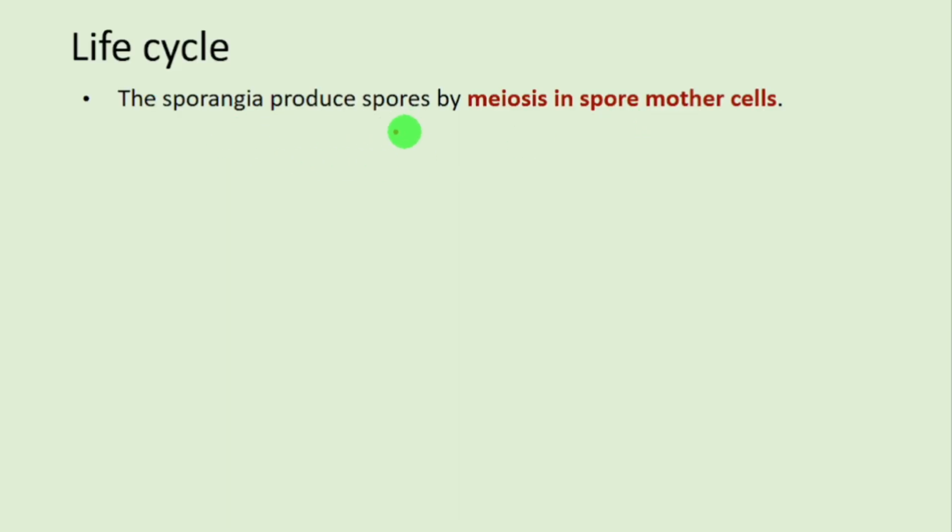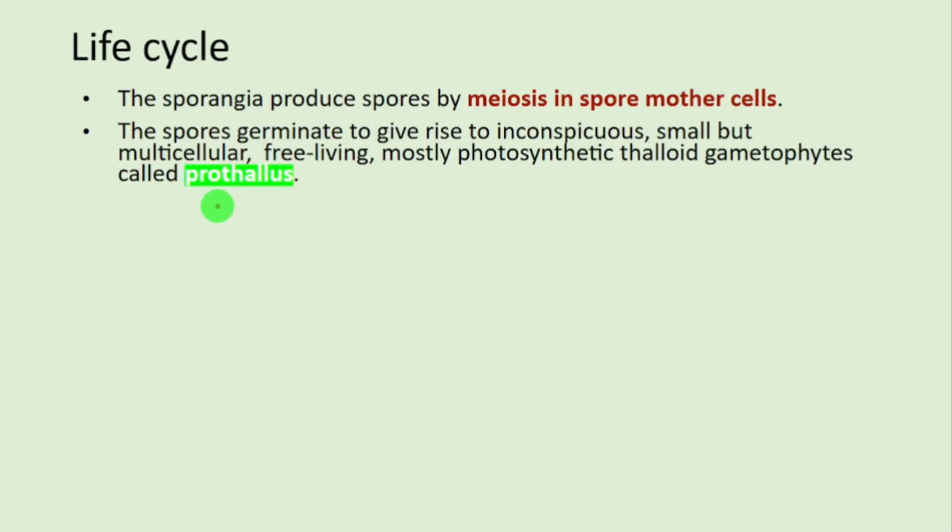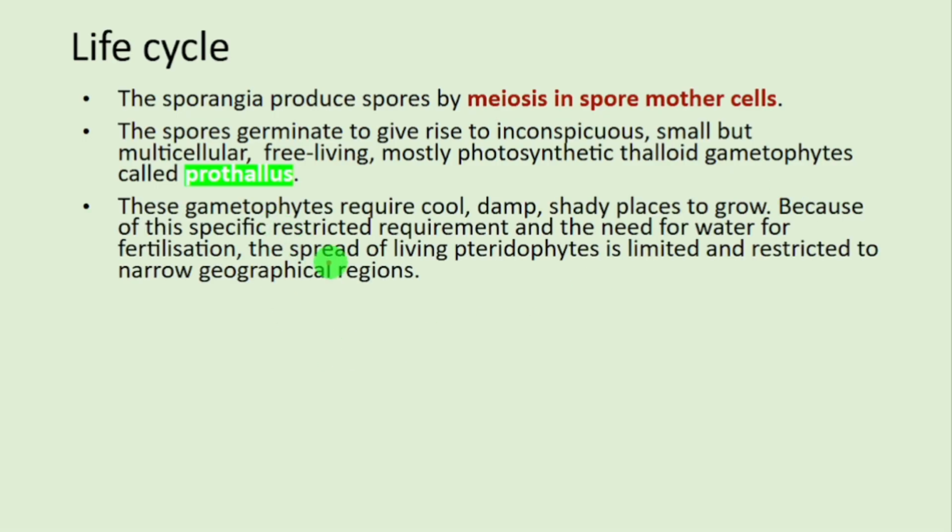So first point is sporangia produces spores by meiosis in spore mother cells. Then prothallus is formed. Spores germinate to give rise to inconspicuous, small but multicellular, free-living, mostly photosynthetic, thalloid gametophyte called prothallus. These gametophytes require cool, damp, shady places to grow. Because of this specific restricted requirement and need for water for fertilization, the spread of living pteridophyte is limited, restricted to narrow geographical region. So they are also dependent on water for fertilization.